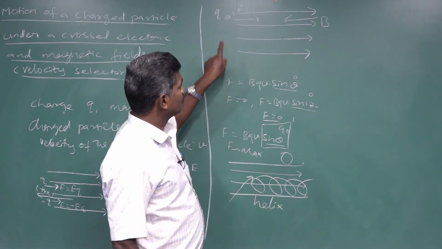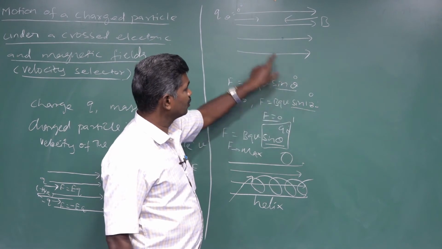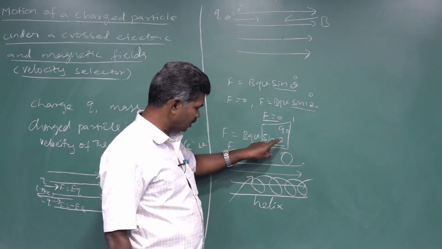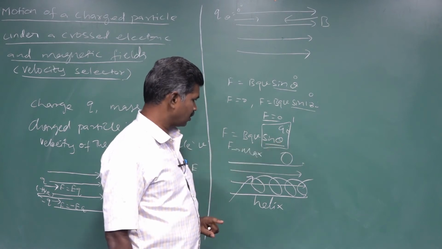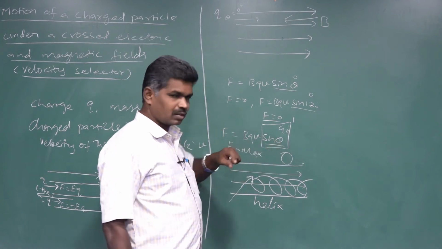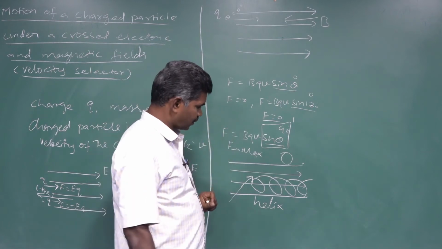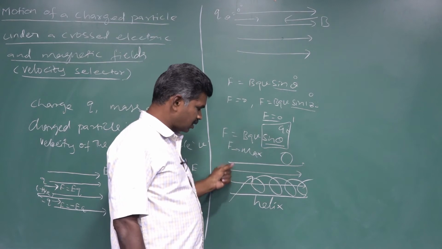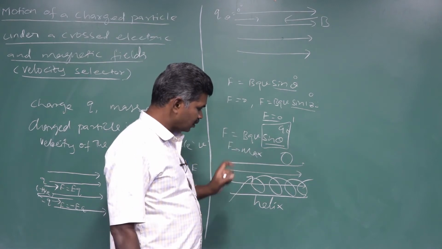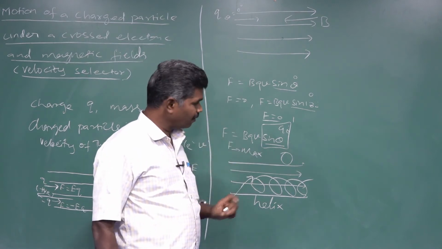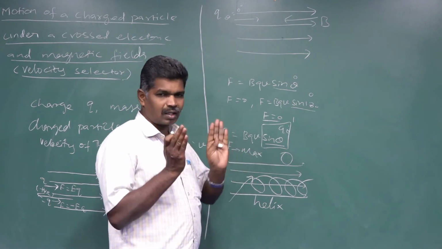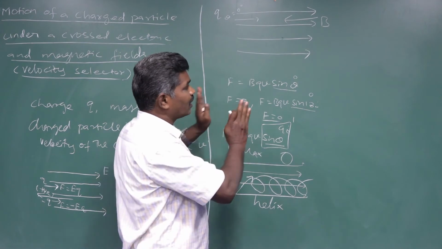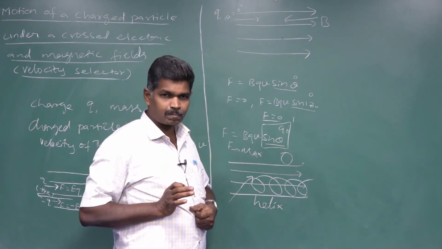So at 0 and 180 degrees, no force is experienced. If the charged particle enters a magnetic field at 90 degrees, then it moves in a circular path. Other than these three angles, if the charged particle enters a uniform magnetic field, it moves in a helical path. These are the conditions for the movement of a charged particle in electric fields as well as magnetic fields.